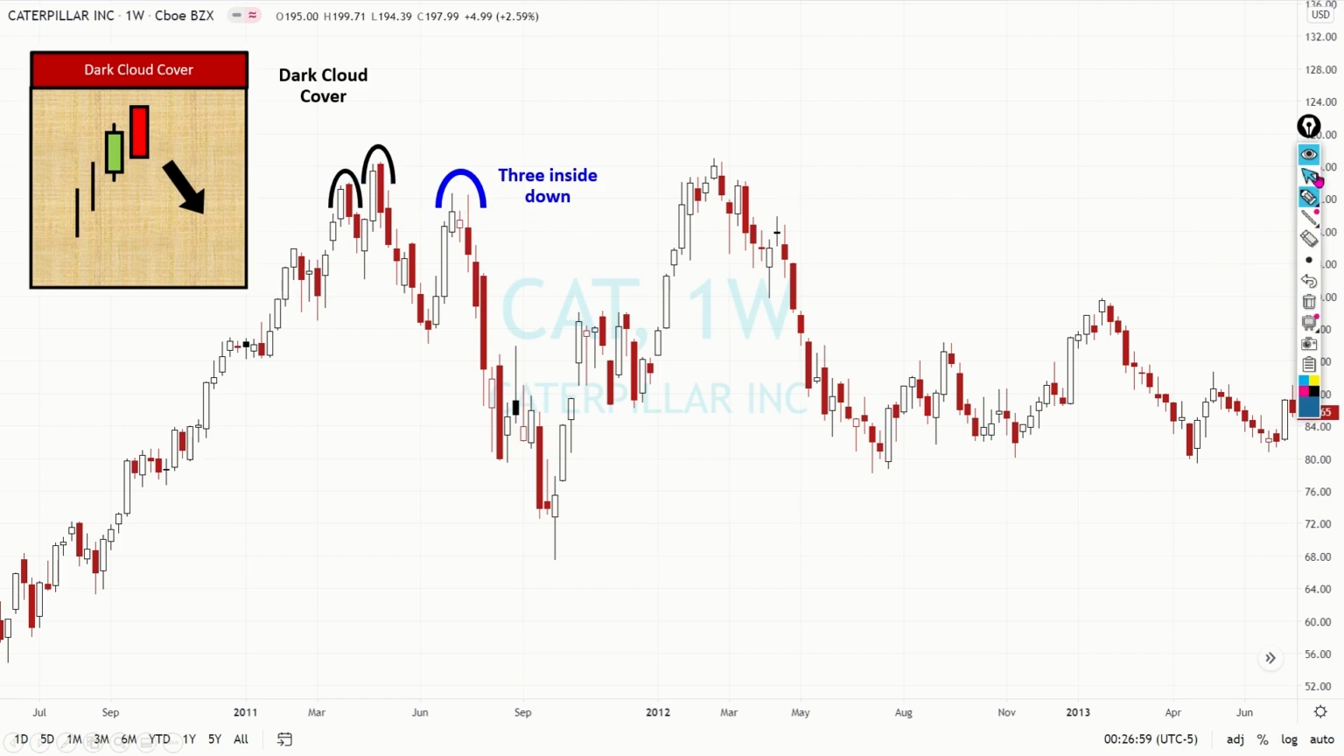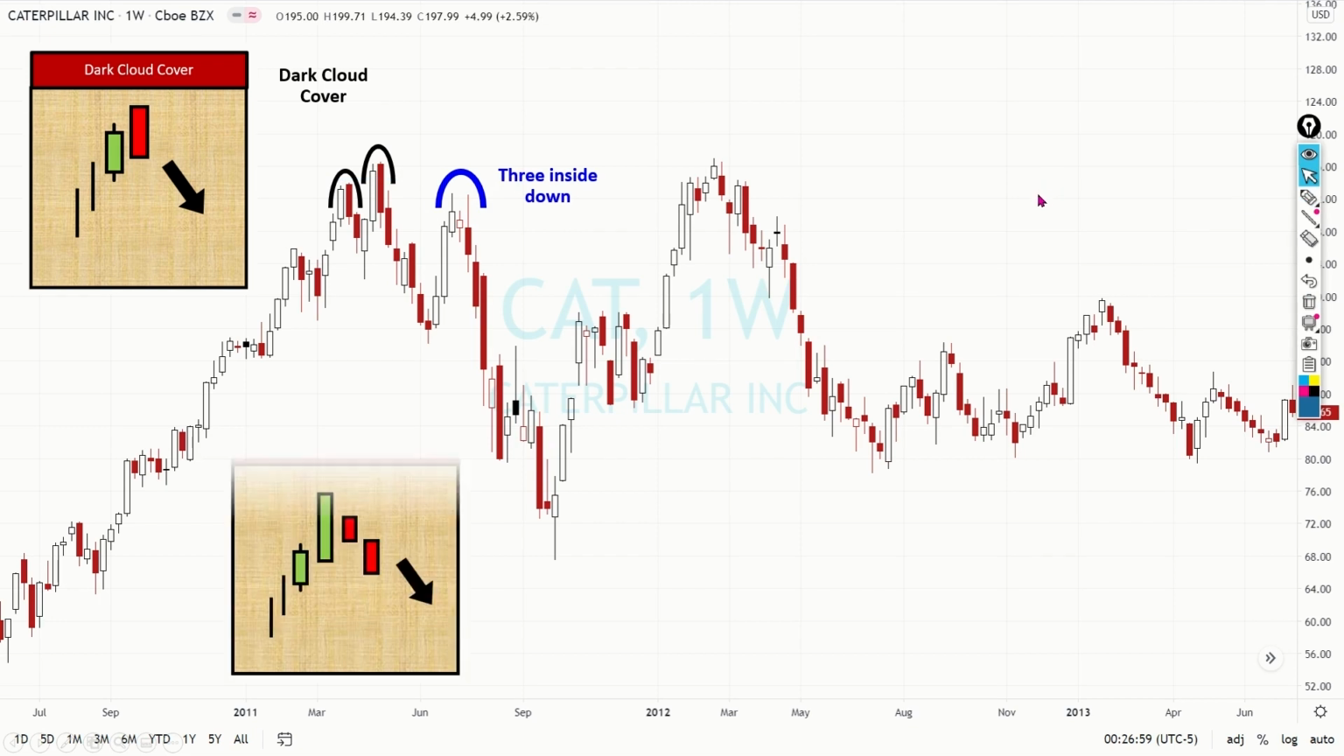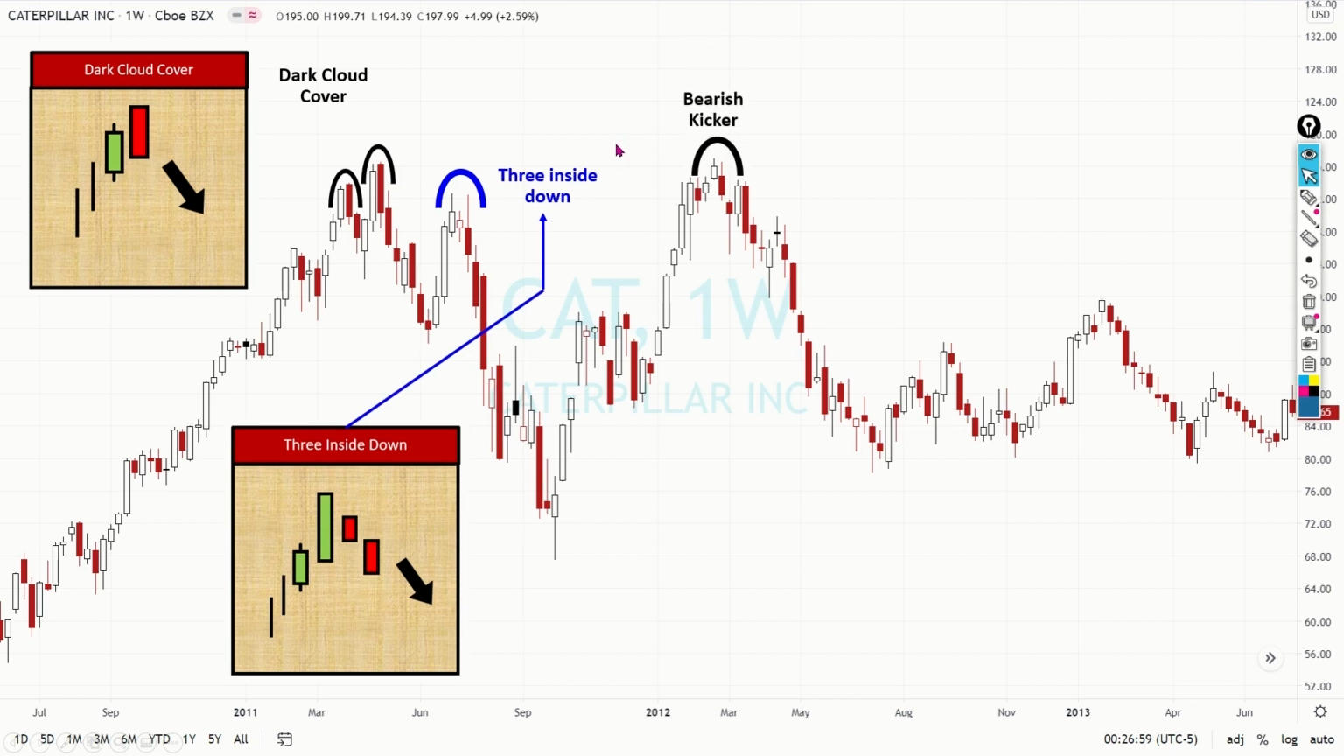So in this combination here, before the whole entire chart goes bearish, we have a tree inside down here, and also we have a bearish kicker over here.